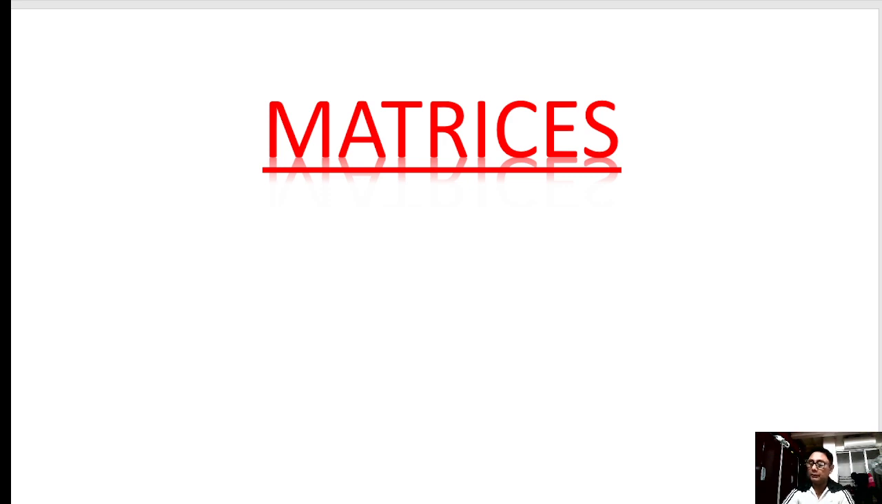Today we will be dealing with a very important topic, that is matrices. So today we will be starting matrices and we will be discussing the matrices chapter. It's a very important chapter of class 12. We will cover all the parts of matrices in the whole session, and then I will be dealing with some very good numericals. So please be alert and keep following my class.